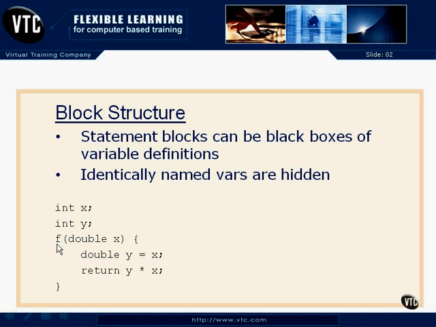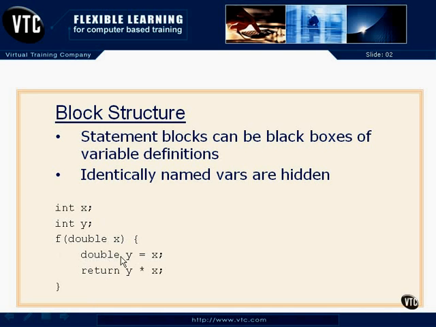Now here we have f, which is going to take a floating point double x as a parameter passed into it. This x will become a local automatic variable only contained within the function f. It will not be and is not a reference to this integer x out here. This is a whole different animal.